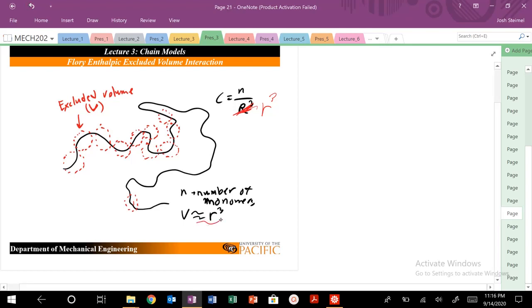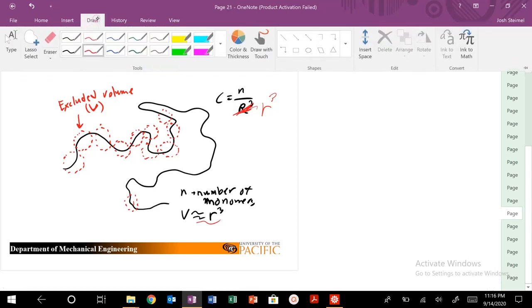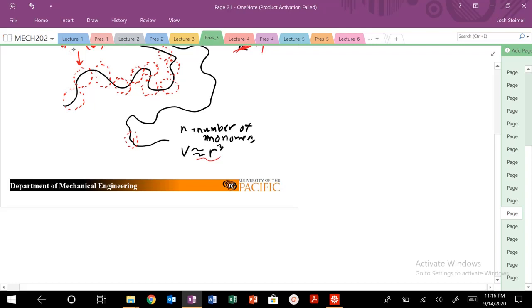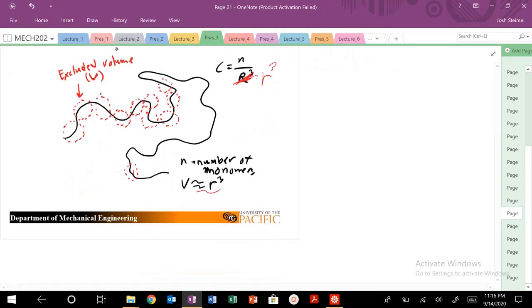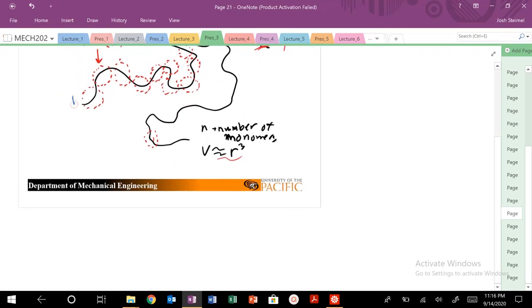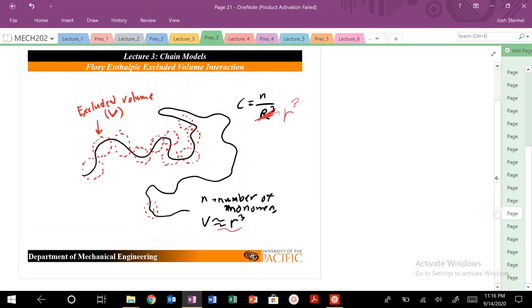So our polymer is composed of a number of monomer units. I'm going to change this to blue, just to see some difference here. So it's composed of a number of monomer units from 1, 2, 3, 4 to n. So we have n number of monomer units in our polymer chain, as we've done before.